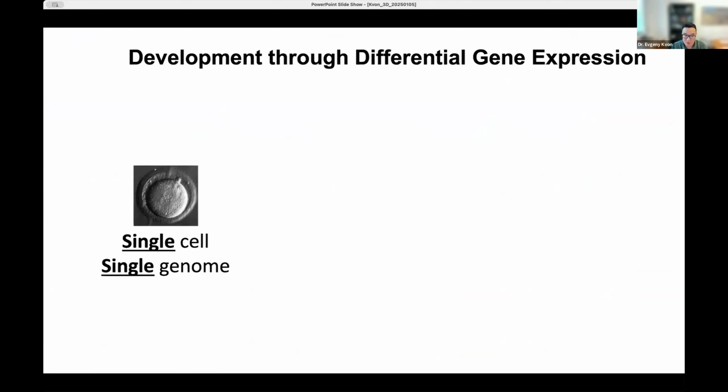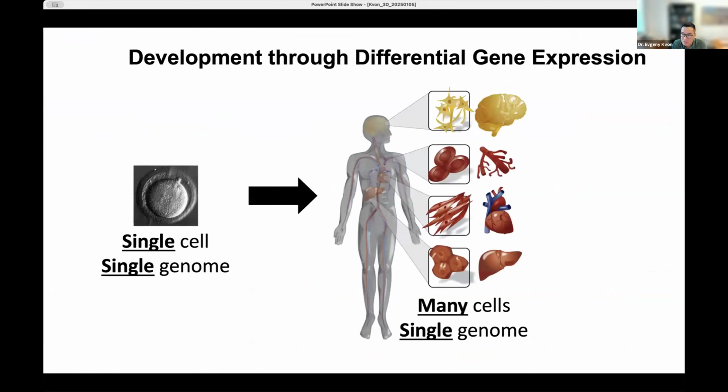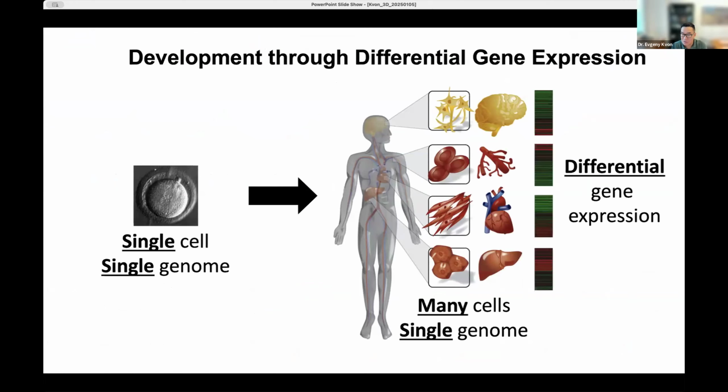So during development, a single cell, which is a fertilized egg, gives rise to a complex organism with many different cell types. All of these cell types have identical genomes, yet they have all different functions, right? And this is due to differential gene expression, because neurons express neurotransmitters, blood cells express hemoglobin, etc. And this differential gene expression is a main reason why every cell in our organism has its unique identity.